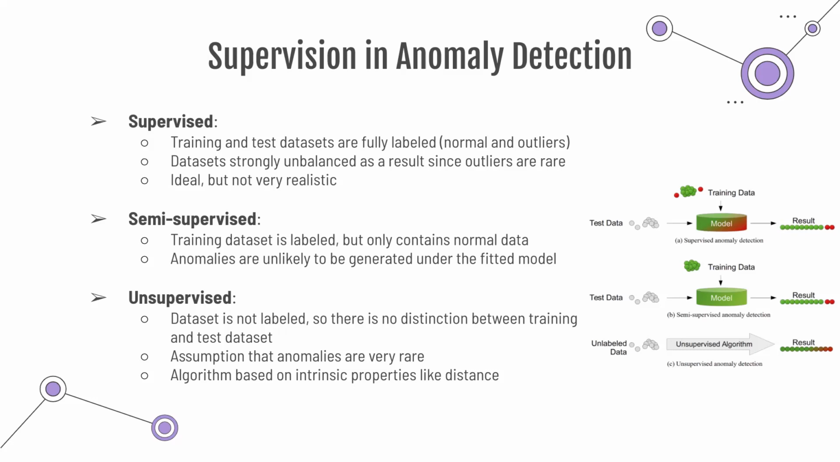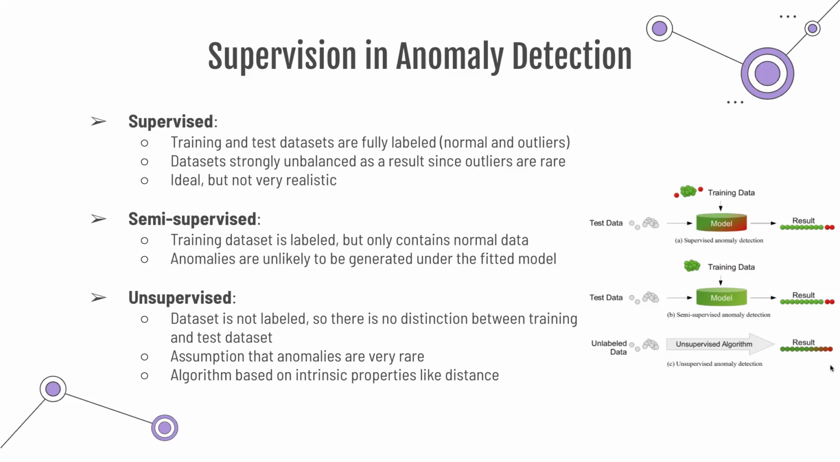And it's the same concept in semi-supervised training. In unsupervised anomaly detection, the dataset is completely unlabeled. So there is no distinction between a training dataset and a test dataset. You do not know what points are anomalies and what points are normal, but your algorithm will be based on the intrinsic properties like distance and density to determine which points are normal and which points are anomalous. And the basic assumption for these 3 points of supervision is that the anomalies are very rare.